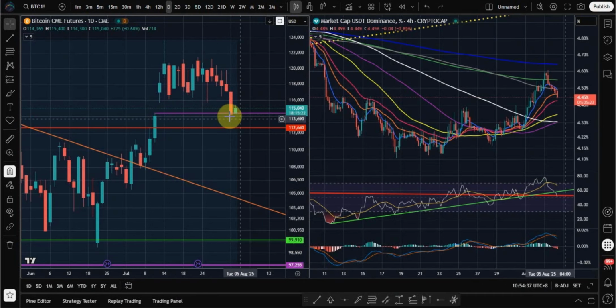On the CME Bitcoin chart, we see the gap is filled and we need to see a big parabolic bounce here, or a drop to the red line below on the CME chart will happen.